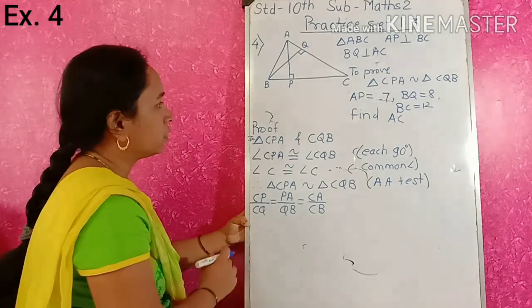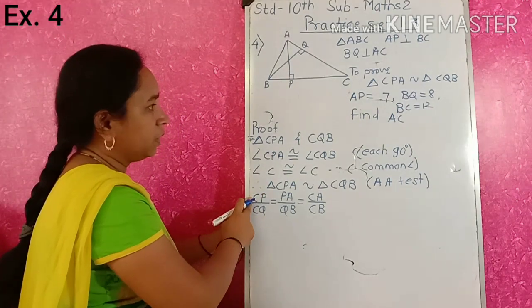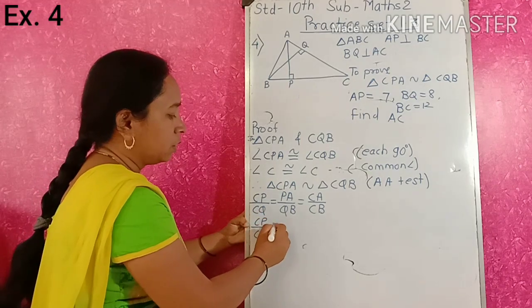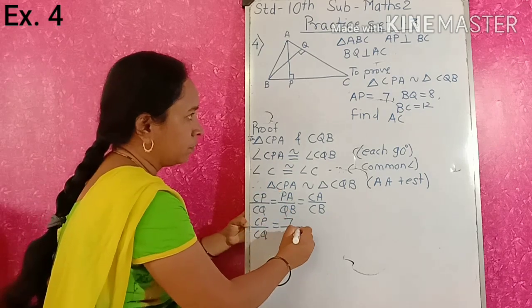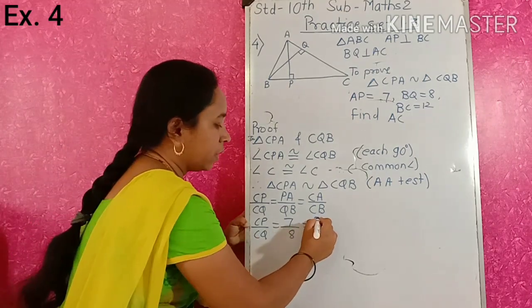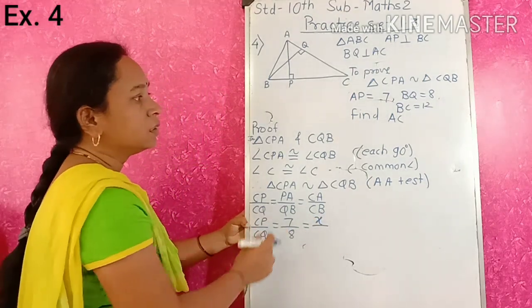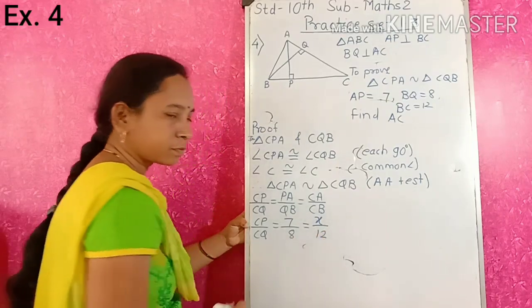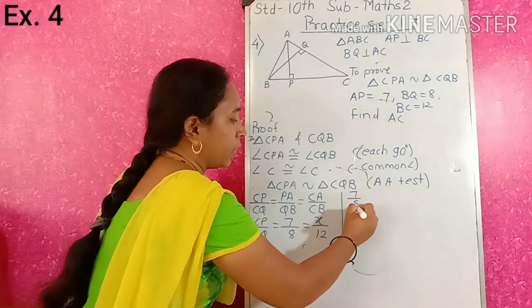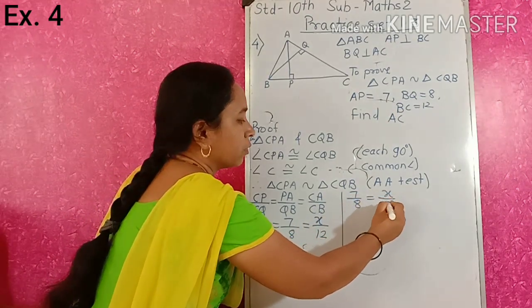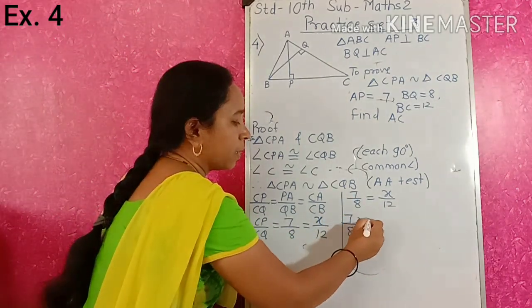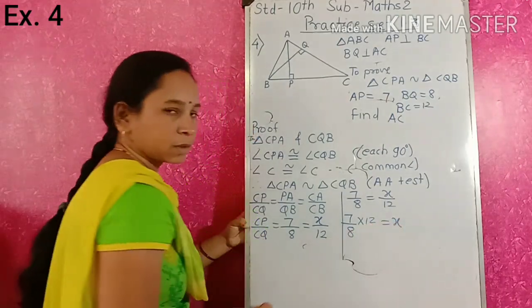Put the values. What are the values given? CP and CQ, these values are not given. I'll write as it is, equal to PA is given 7, BQ is given 8, is equal to AC. We have to find out that and consider as X. CB is given 12. I want these two ratios, so I'll consider these two only. 7 upon 8 is equal to X upon 12. Transfer 12 on this side. So 7 upon 8 multiplied by 12 is equal to X.